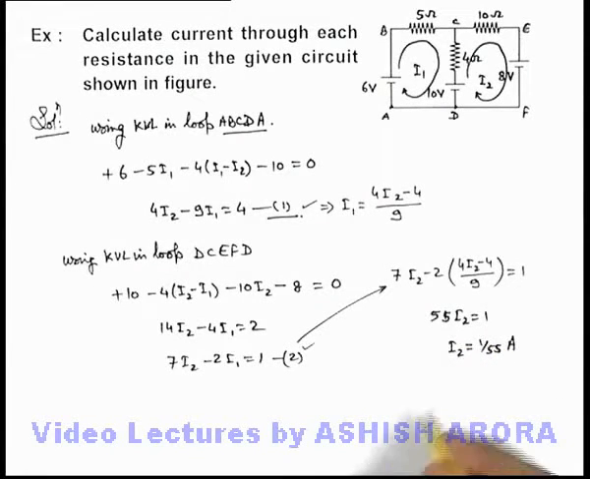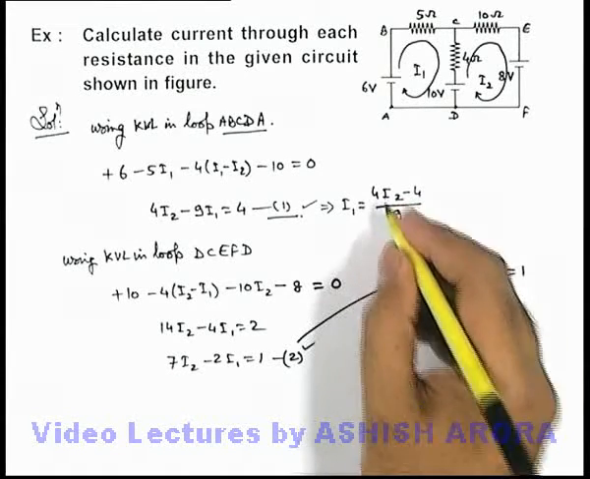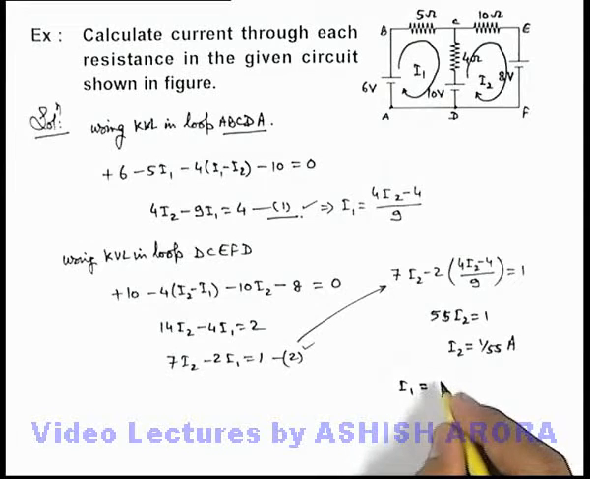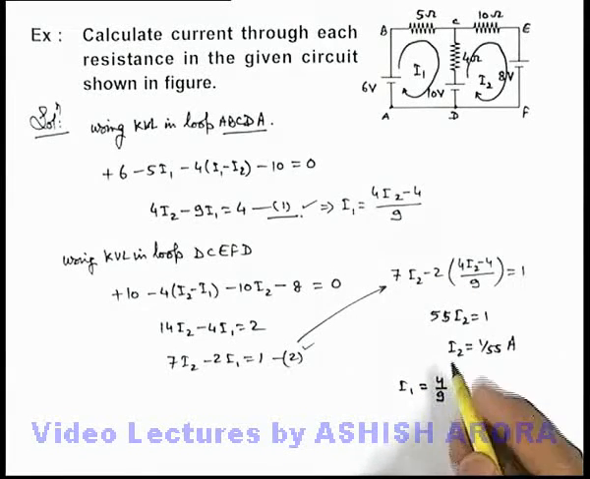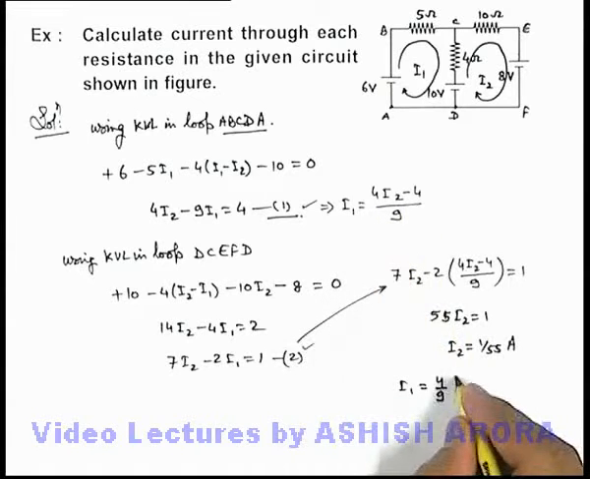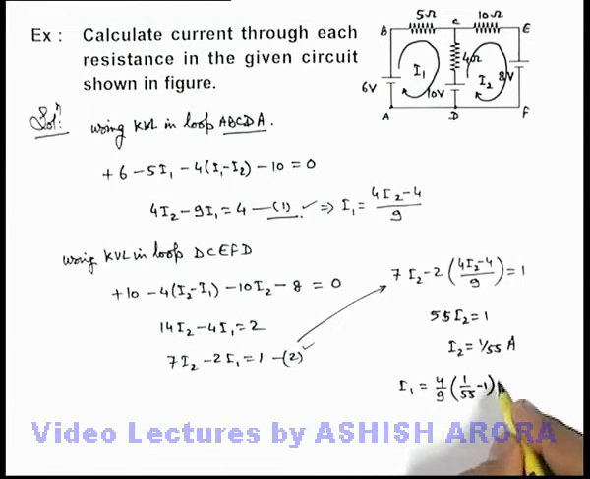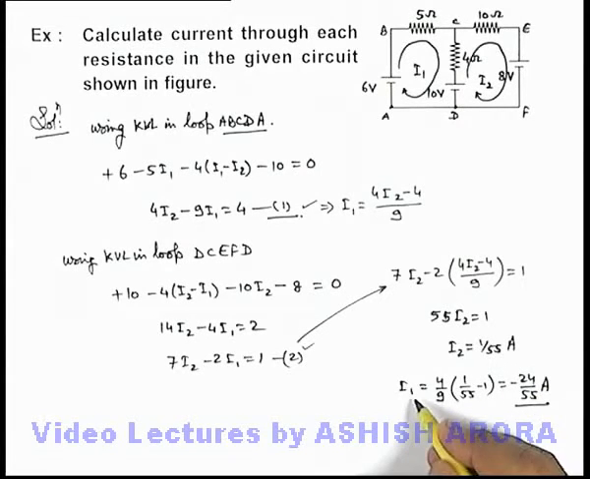Now with I2 as 1 by 55 ampere, the value of I1 we can calculate from here, which is 4 by 9 multiplied by (I2 minus 1). So this can be written as 4 by 9 times (1 by 55 minus 1). The result we are getting is minus 54 by 55. So from this 9 we can cancel it. This will be minus 24 by 55 ampere. That is the value of current I1.